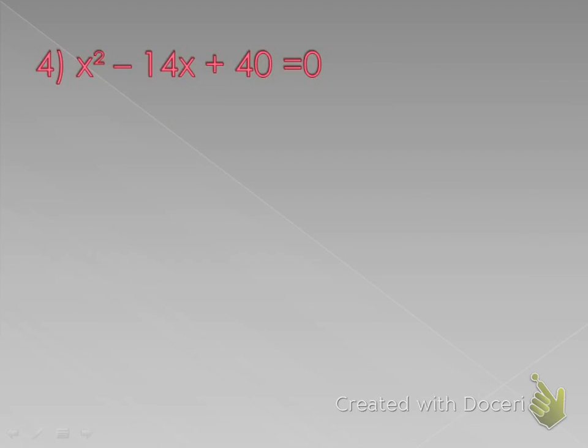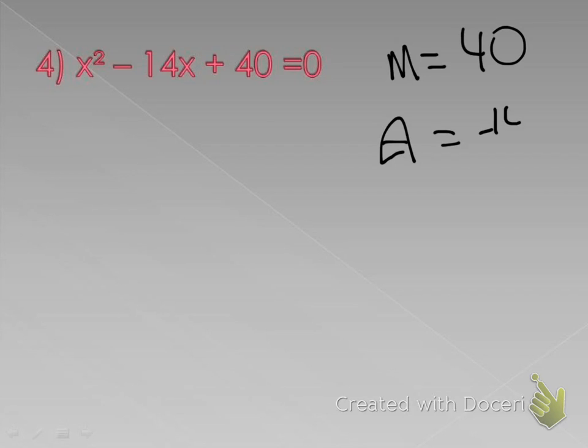Alright, here's the next one. Number 4. Any idea how we're going to factor this? MA. What's my M? What's my A? Alright, so if I am multiplying to a 40 and adding to a negative 14, here are the numbers that are possible.